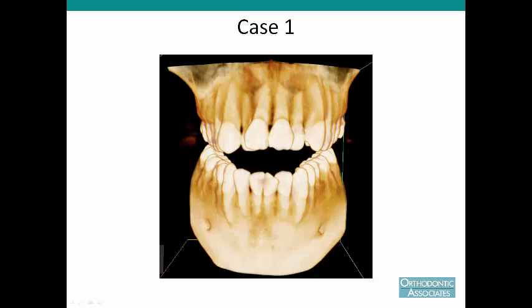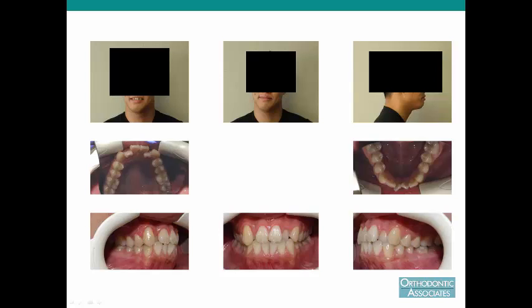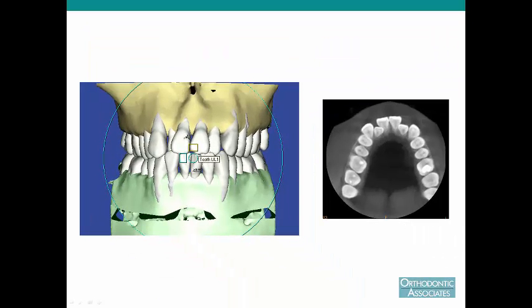The two Incognito cases I brought with me today are both very, very similar. They're both hybrid cases where we used Incognito on the upper and traditional appliances on the lower arch. First case is a 29-year-old male. He has a Bolton discrepancy. He's class 1 on the left, class 2 on the right. You can see from the upper right cuspid that there is tissue stripping associated with that tooth. So I took a cone beam CT, and you can see he has generalized dehiscence on the upper anterior teeth.